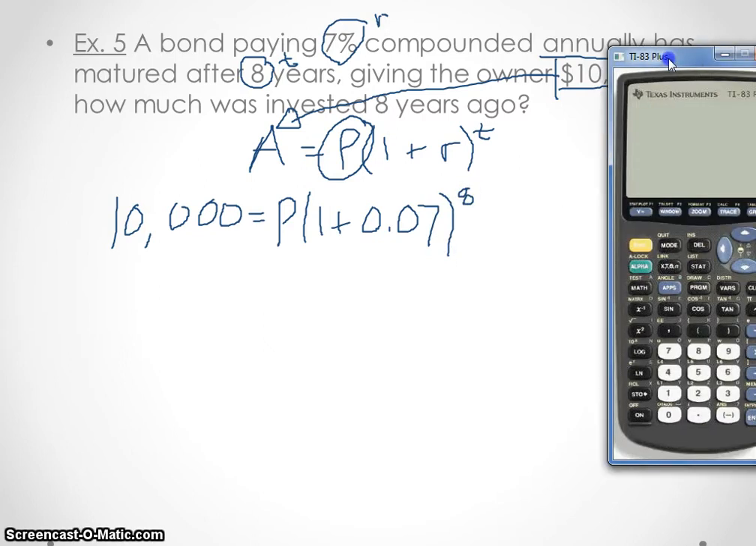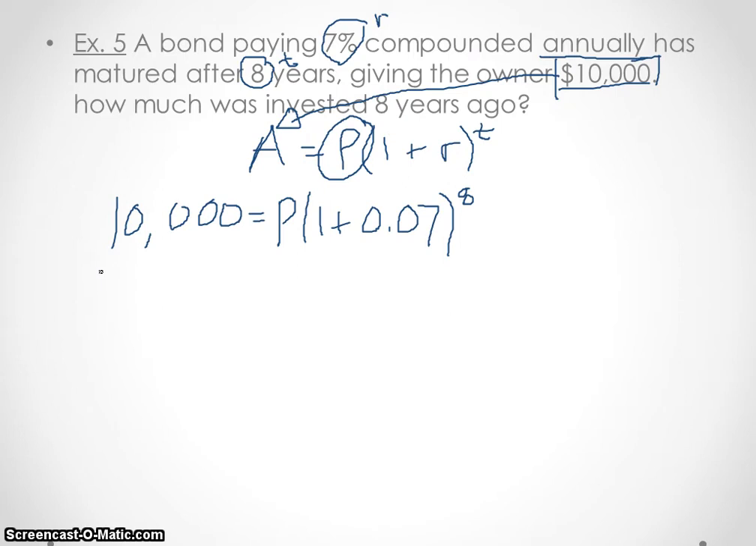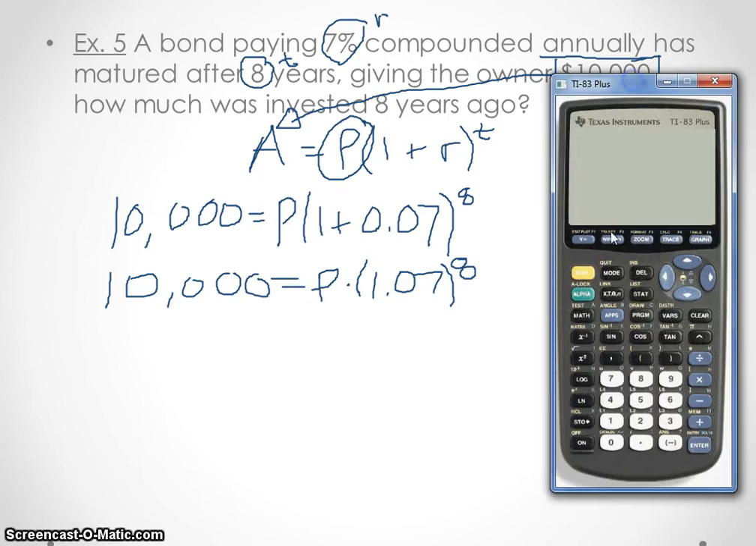Alrighty. So, well, that's silly. We can simplify this real quick. So 10,000 equals P times 1.07 to the 8th power. Alrighty. And now we can grab our calculator over here, because I do not know what 1.07 to the 8th power is off the top of my head. I'd be impressed if you do.